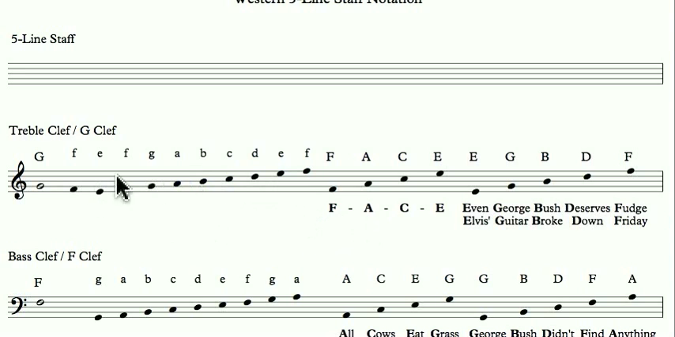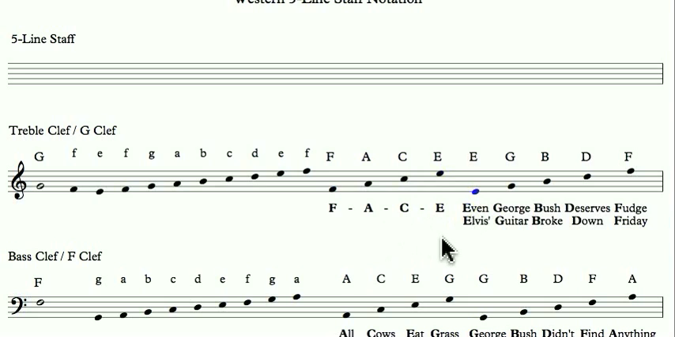And a couple of mnemonic devices for remembering these. A popular one is that the spaces spell the word FACE. I haven't come up with any others because that one's so easy. So the spaces are F, A, C, E.